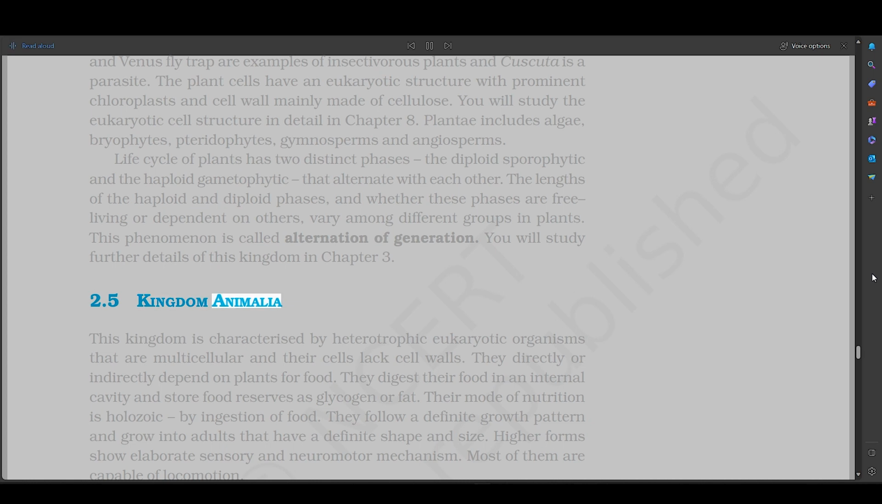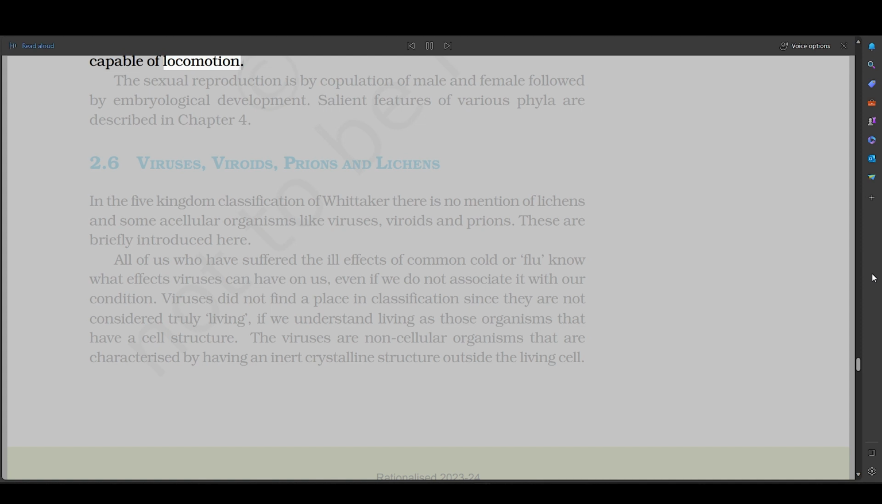2.5 Kingdom Animalia. This kingdom is characterized by heterotrophic eukaryotic organisms that are multicellular and their cells lack cell walls. They directly or indirectly depend on plants for food. They digest their food in an internal cavity and store food reserves as glycogen or fat. Their mode of nutrition is holozoic, by ingestion of food. They follow a definite growth pattern and grow into adults that have a definite shape and size. Higher forms show elaborate sensory and neuromotor mechanisms. Most of them are capable of locomotion. The sexual reproduction is by copulation of male and female, followed by embryological development. Salient features of various phyla are described in Chapter 4.